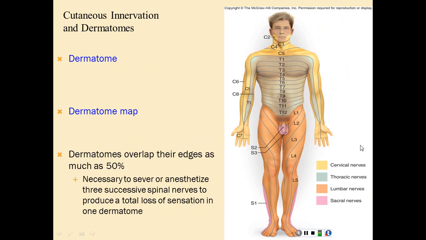Now, each spinal nerve, except C1, receives sensory input from a specific skin area called the dermatome.